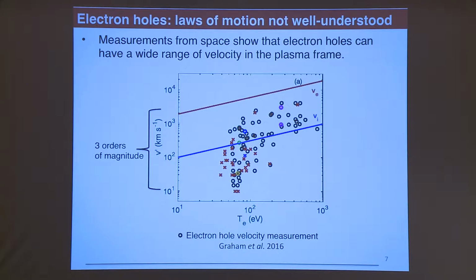People actually don't know what determines their velocity. So the measurements from space suggest that there is a wide range of velocity for these electron holes. Here I'm showing you a plot of basically the measurement. The black circle is the electron hole velocity measurement, and I would like to draw your attention to the orders of magnitude in that velocity. It's log scale, so basically it ranges over 3 orders of magnitude, all the way from 10 kilometers per second to 1,000 kilometers per second. And people never really understood why this is the case.